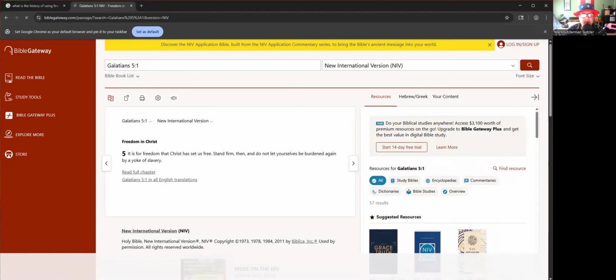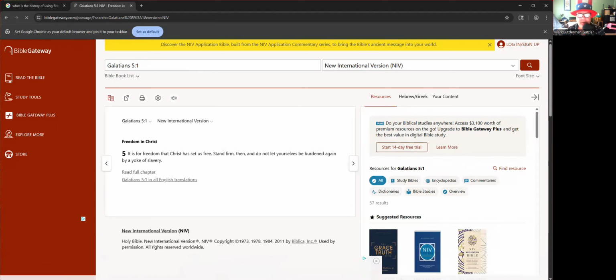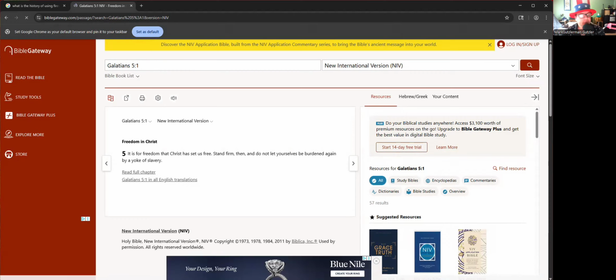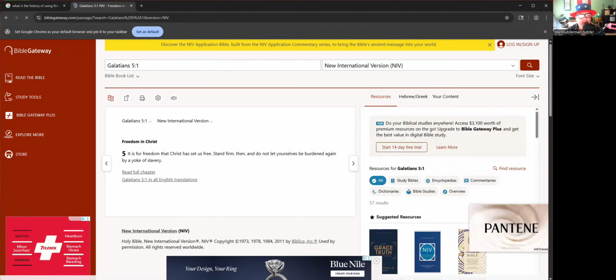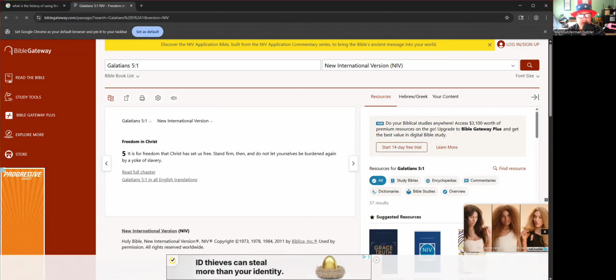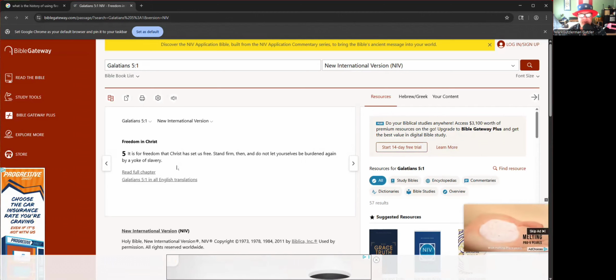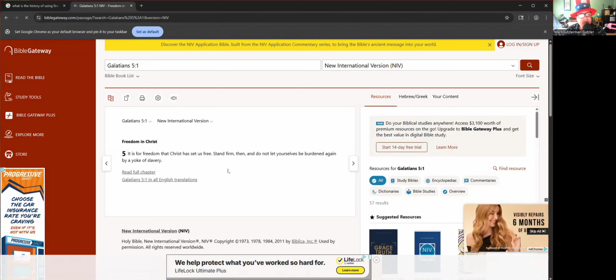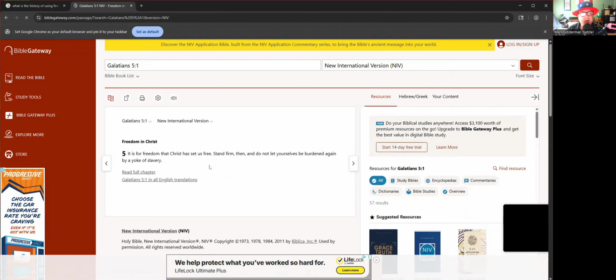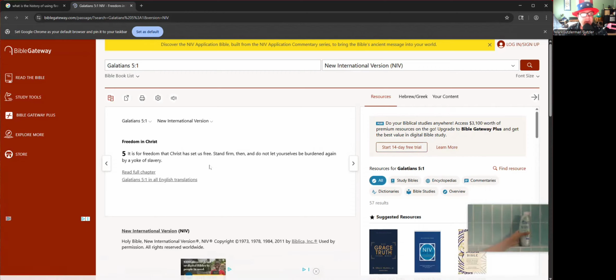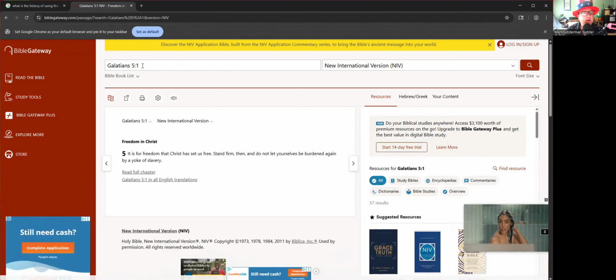All right, so this is a verse that I picked out because it has to do with it. It says, "It is for freedom that Christ has set us free. Stand firm, then, and do not let yourselves be burdened again by a yoke of slavery." And this is talking about the slavery of sin, because we all know that before we have Christ, we are a slave to sin and the bondage and the chains that it has on us.